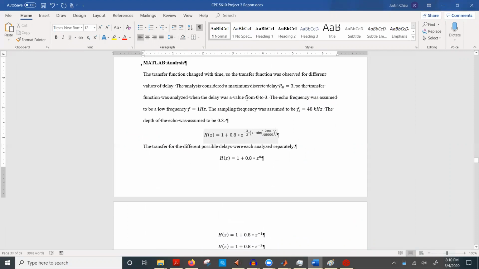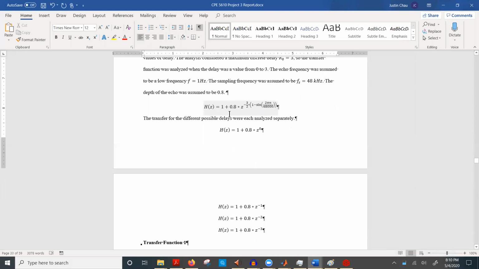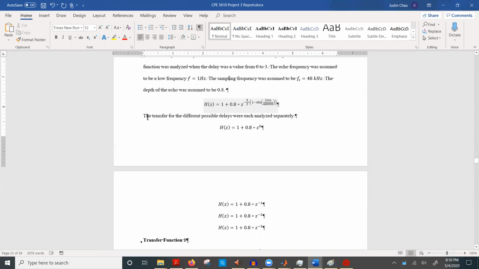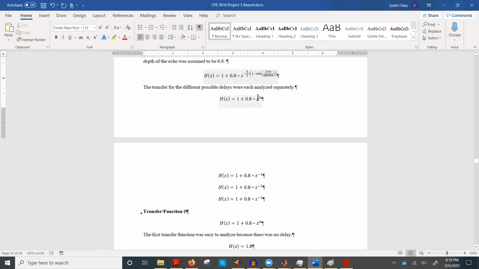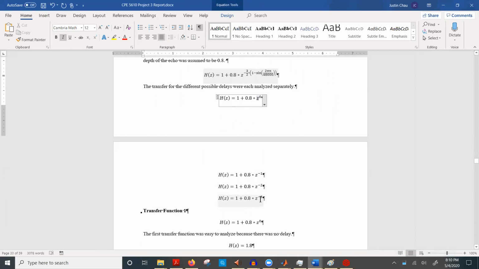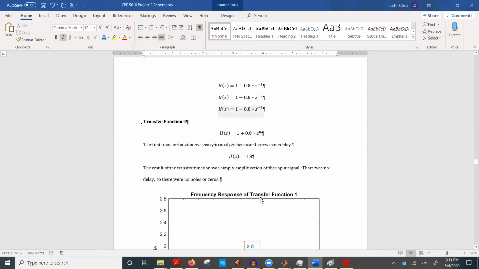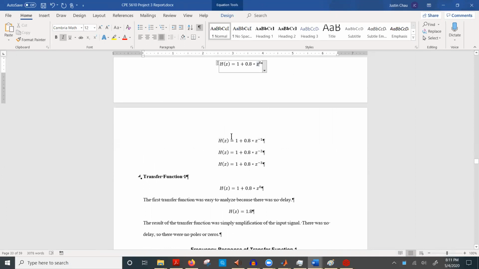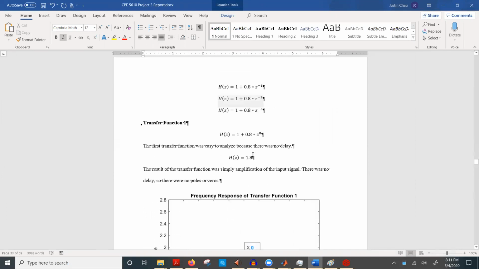That means the delay will vary between 0 and the maximum number of delay samples, and the transfer function for each different value of delay is different. As it shows right here, for the different possible delays, we have different transfer functions. If the delay is 0, 1, 2, or 3, this can go all the way up to the maximum number of delays. So I analyzed each of these 4 functions separately, just to observe the different effects.